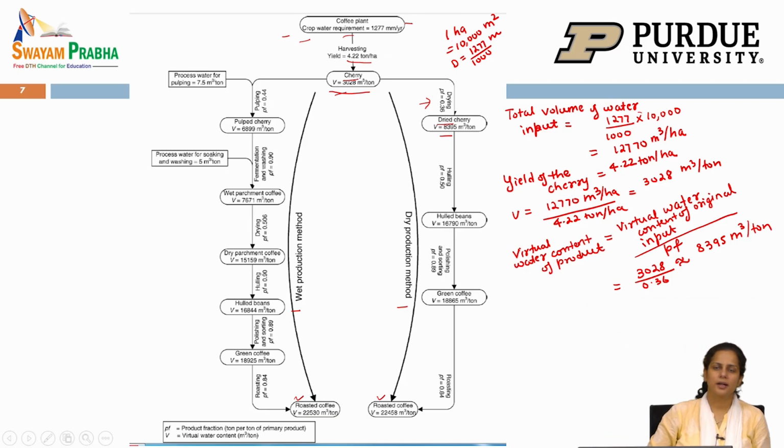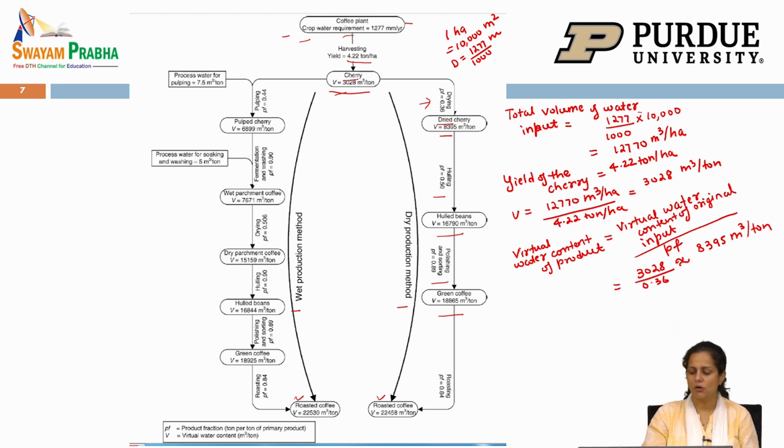So, this is the way that you can continue to calculate the virtual water content for each of the final product. So, as you go further in the dried production method, you have hulling which has the product fraction of 0.450, and then you have the hulled beans which has higher water content. Then you have polishing and sorting, and then the green coffee is formed, and finally, the roasting also eliminates some of the weight fraction. So, you have final product fraction is 0.84, and the roasted coffee through this pathway has a water content of 22,458 meter cube per ton.